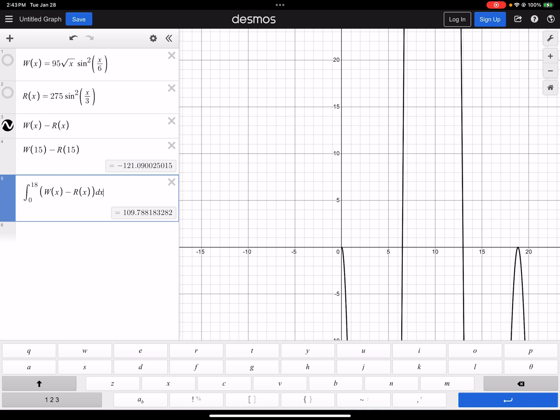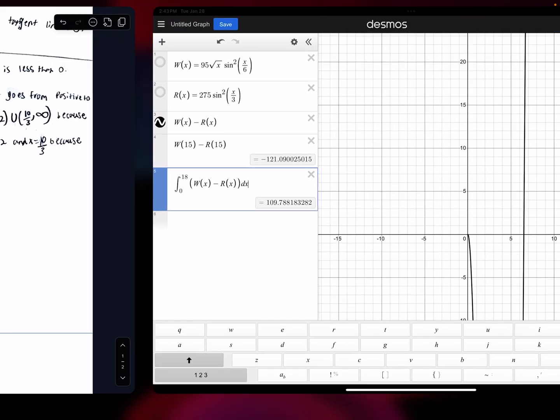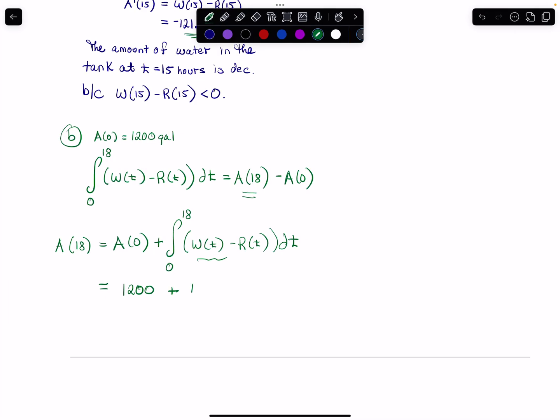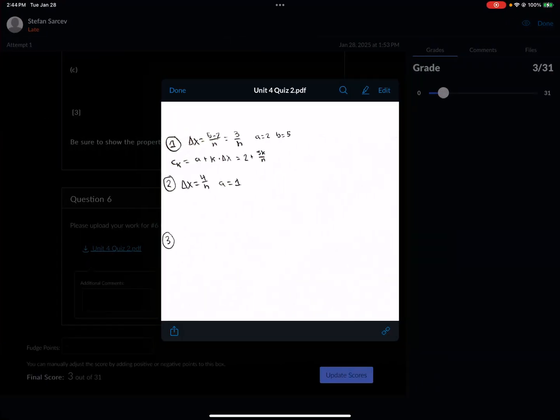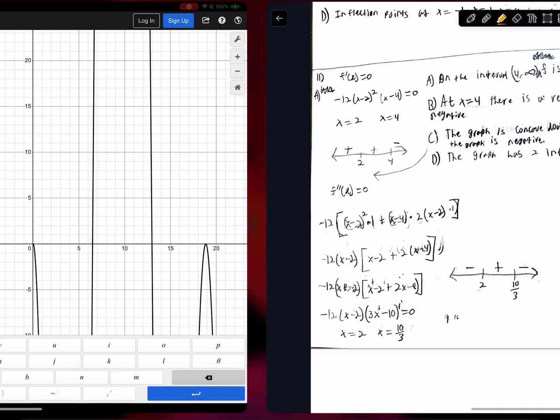I'm getting about 109.788 we could put down. So don't forget about that initial amount, right? Because that's not your answer. That's just the net change. The change in the amount of water from when you started over that 18-hour period. So that was 109.788.